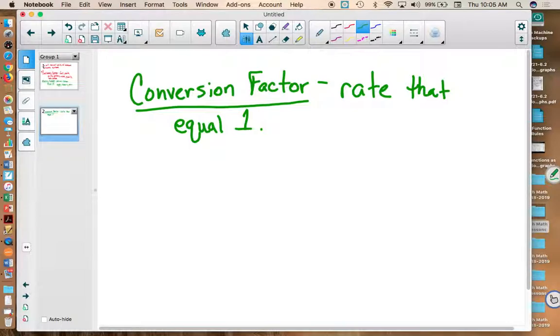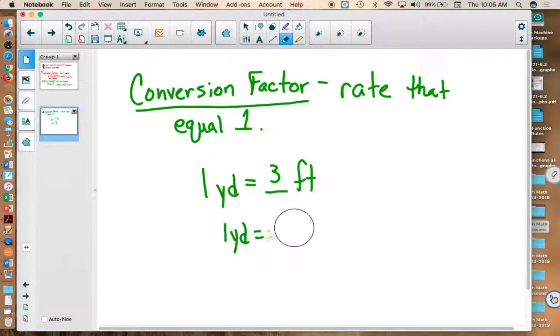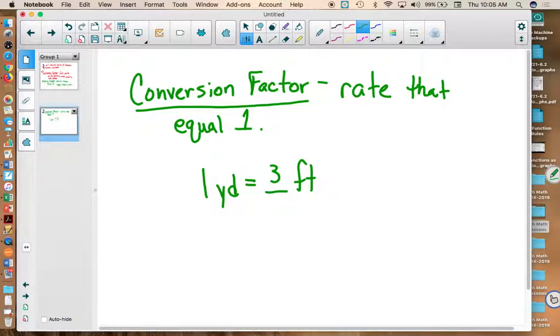So let's say 1 yard equals what? How many feet are in 1 yard? How many feet there, Ben? 3. Okay. So 3 feet equals 1 yard. I could also say 1 yard equals 3 over 3. Do you agree? No, I don't want to do that. Nix that. Okay, nix that one.